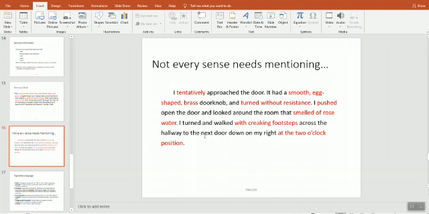"Across the hallway to the next door, down on my right, at the 2 o'clock position." You see, it's quite an exact description, so the reader will be able to imagine what the 2 o'clock position in the clock can be. So this particular paragraph is also descriptive in nature, though there is some unnecessary detail, like "I tentatively approached the door." You can omit some of the details from this sentence, but still it is a well written paragraph.